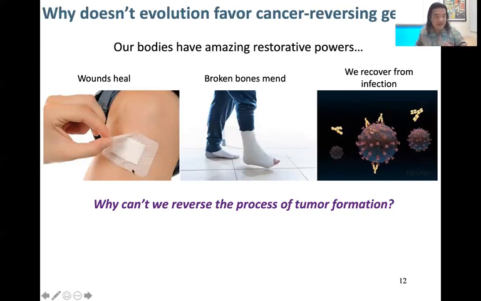Because after all, our bodies have very amazing restorative powers. When we get a cut, we fully expect that our cuts can heal. When we break a bone, we fully expect that with a little nursing and care and listening to what the doctor says, our bones will heal. And we recover from things like infections very well. We have very strong immune systems that are constantly fighting off different types of threats, both familiar threats and novel threats. So why can't we reverse the process of tumor formation? Why is there not natural selection for genes that can reverse the process of transformation and reverse cancer?